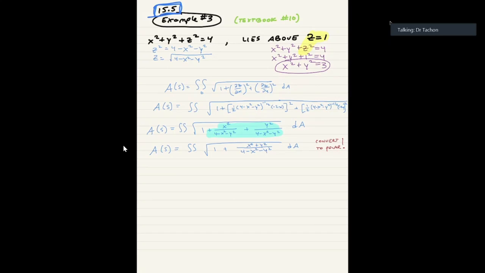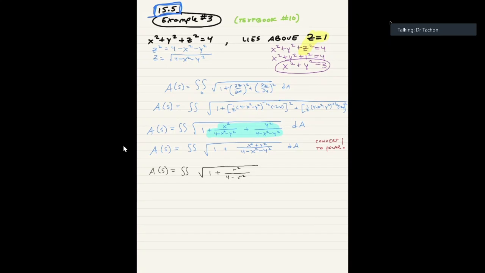Okay, so let's convert this to polar. When you do the conversion to polar, under the radical you have 1 plus, the numerator is r squared, because x squared plus y squared is r squared. The denominator is 4 minus r squared, because you can factor out the negative.